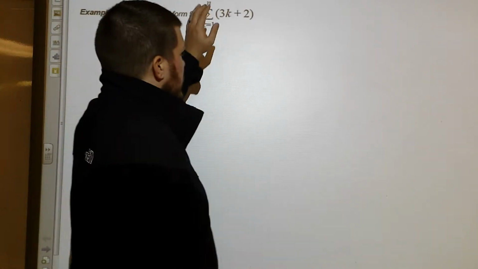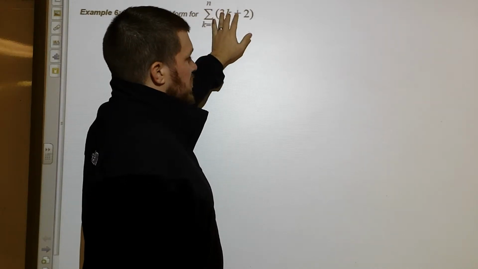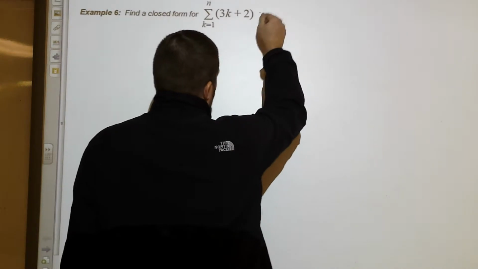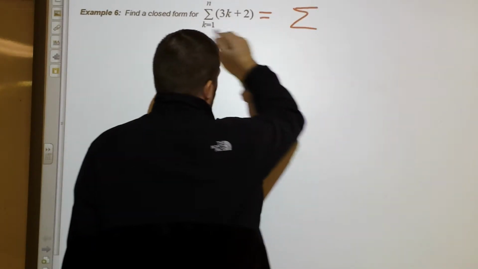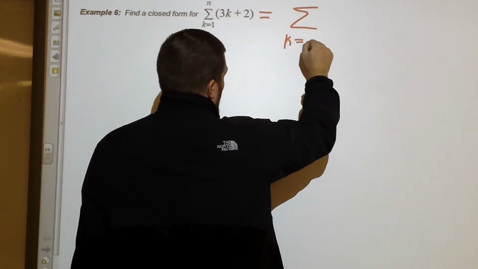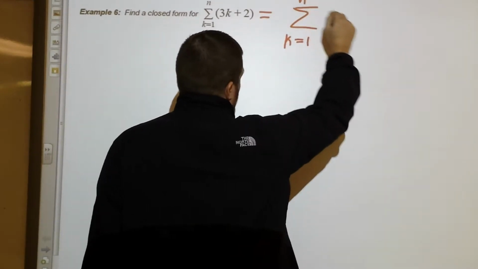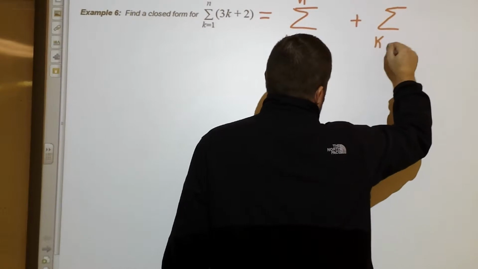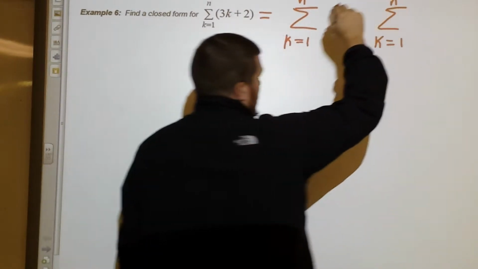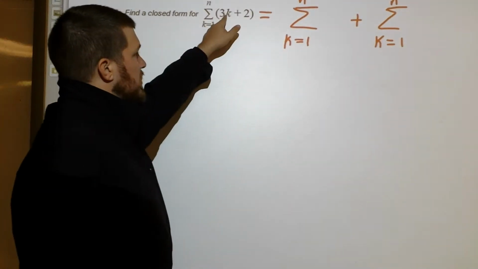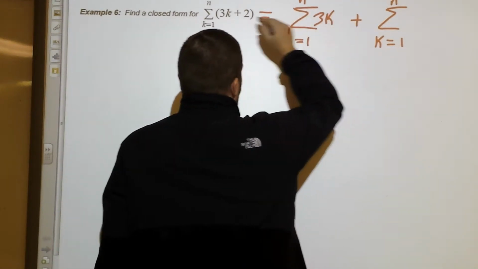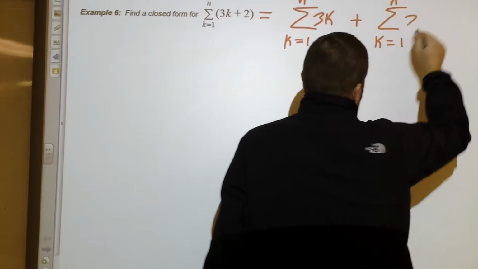Again, one of our identities was when we had the sigma of the sum of two sequences, we can split that up into two sigmas. So let's start with that. Remember, your starting term always stays the same, and your ending term always stays the same. Plus goes in the middle. Again, starting term's the same, ending term the same. The first sequence goes with the first sigma, and our second sequence goes with the second sigma.